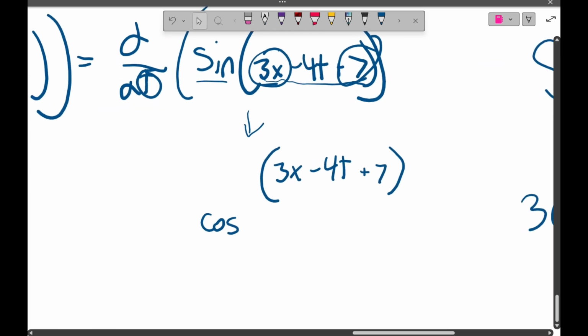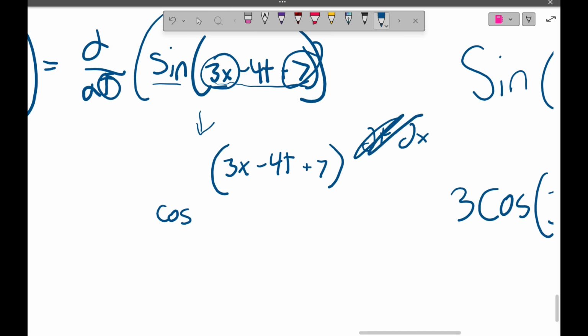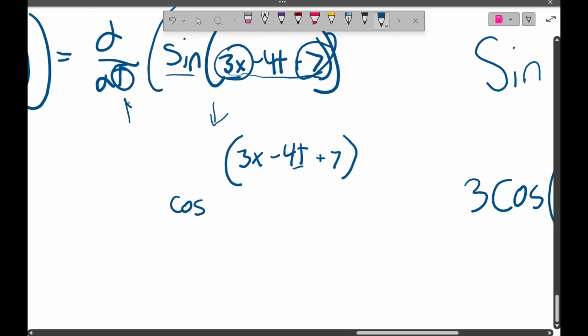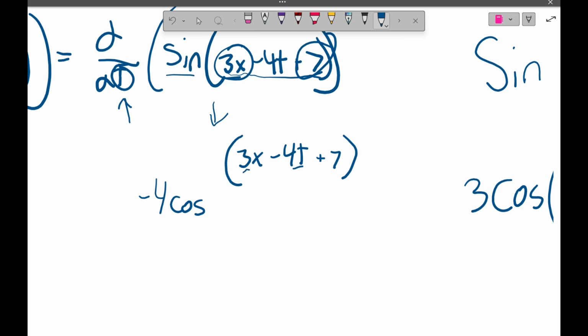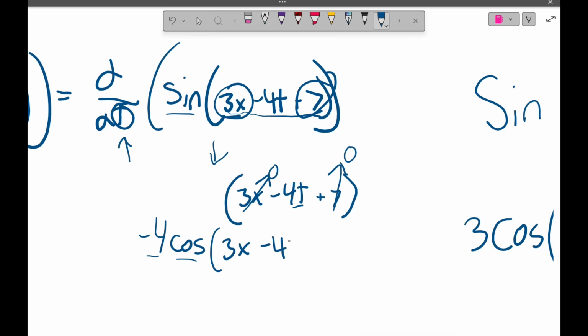And this is why your calc teacher would always talk about the dt or dx with integration, because you want to know what you're taking your derivative or integral with respect to. You care about the variable that you're talking about, what is changing. So here, I'm taking it with respect to t, which means that the coefficient of t is going to fly out, but this goes to 0, it's like a constant, and this goes to 0, it's like a constant. So you end up with negative 4 cosine 3x minus 4t plus 7.